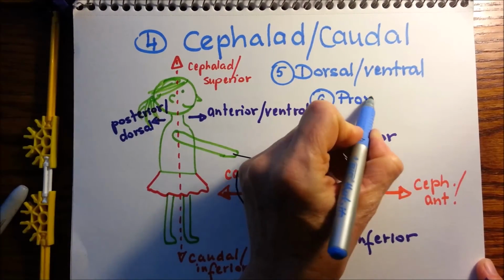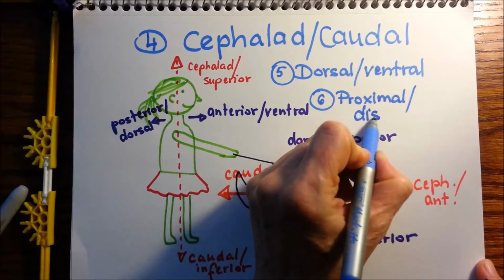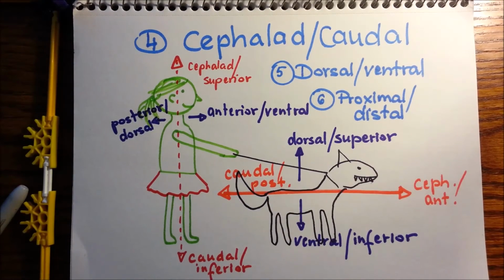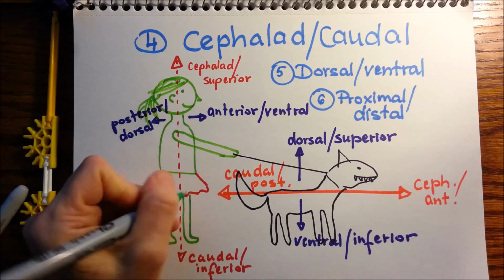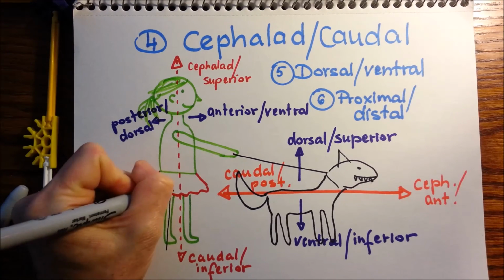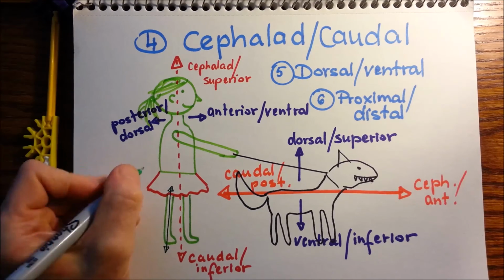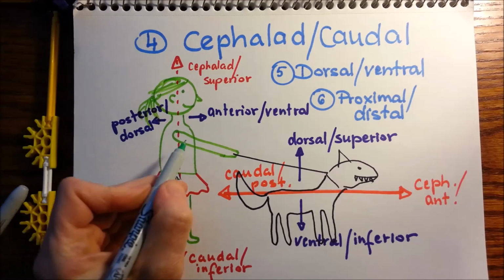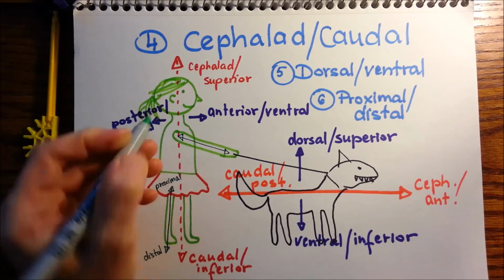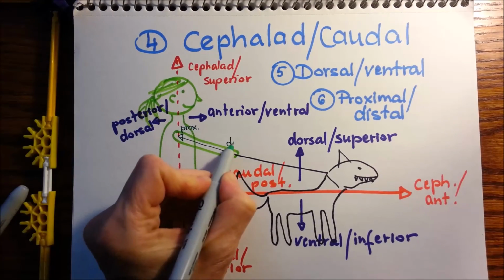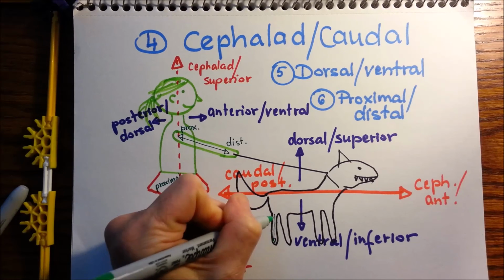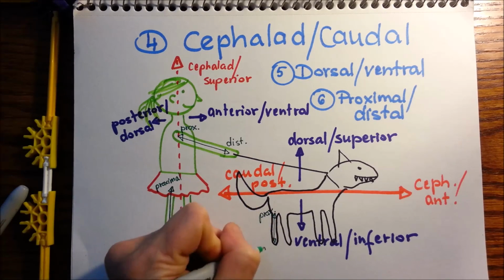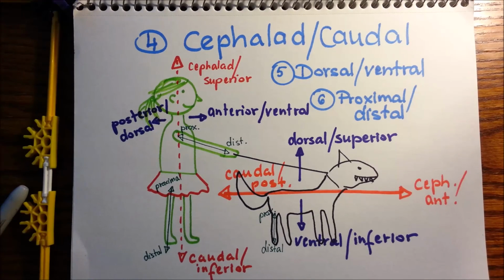The last one is the proximal and distal word pair. Proximal is near the trunk or attached end of an appendage, and the distal is the farther from the trunk or point of attachment. For example, the leg that is close to the trunk is proximal, and the toes are distal on the leg. That's the same with the dog too, or the arm for the girl.